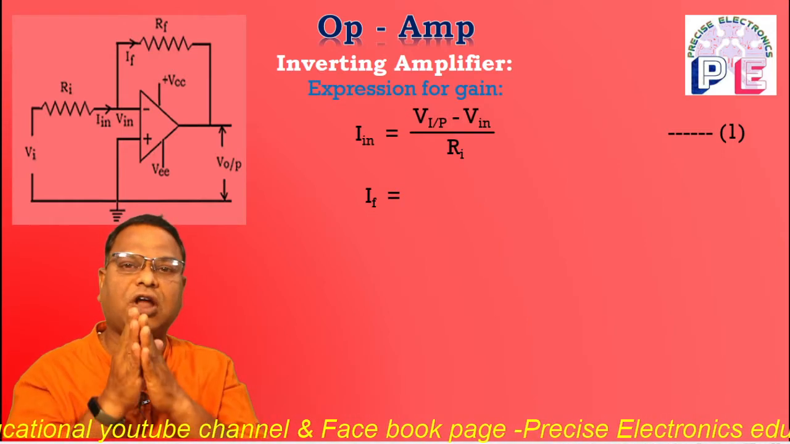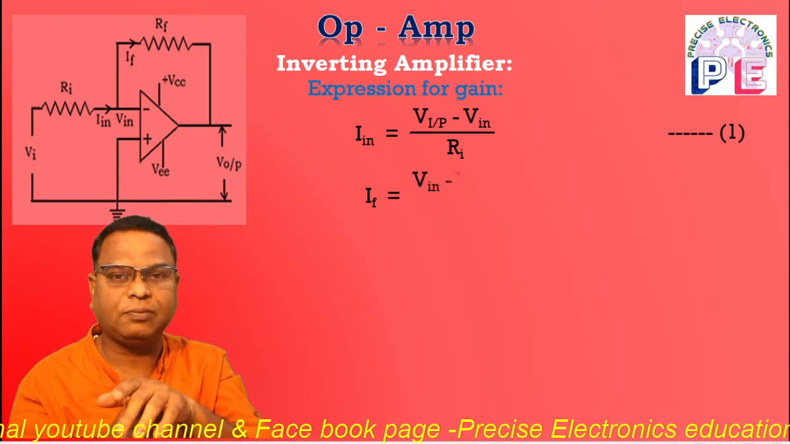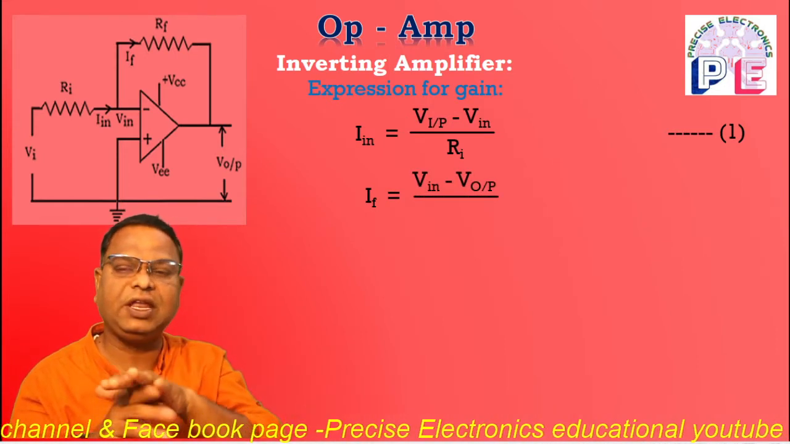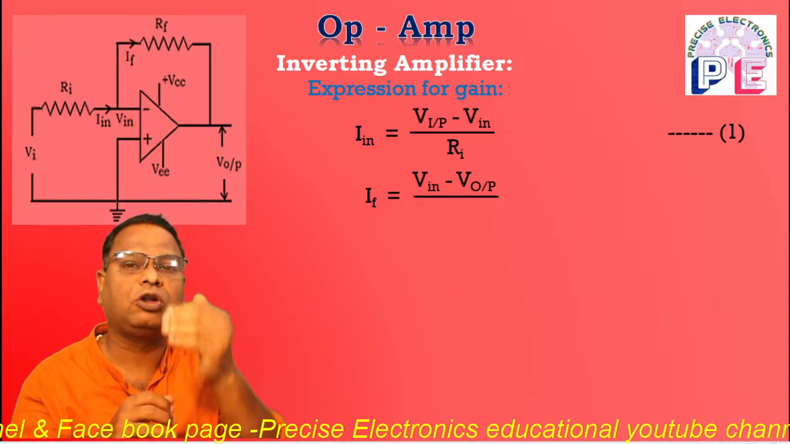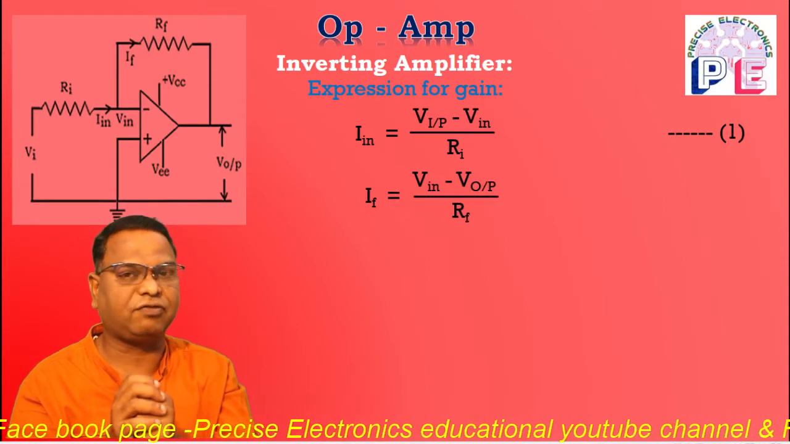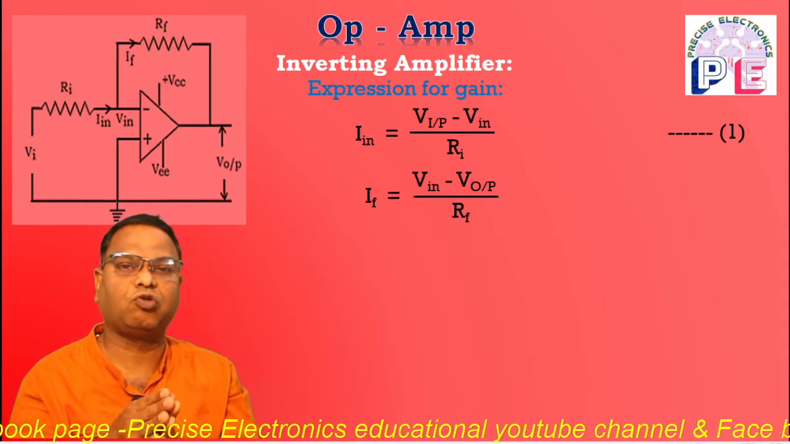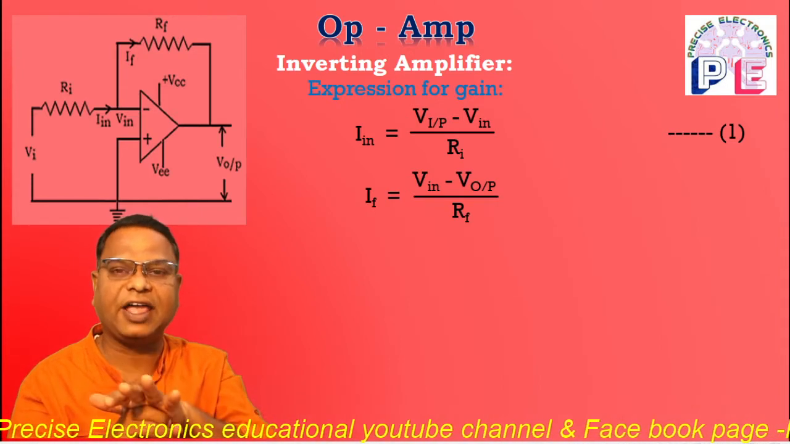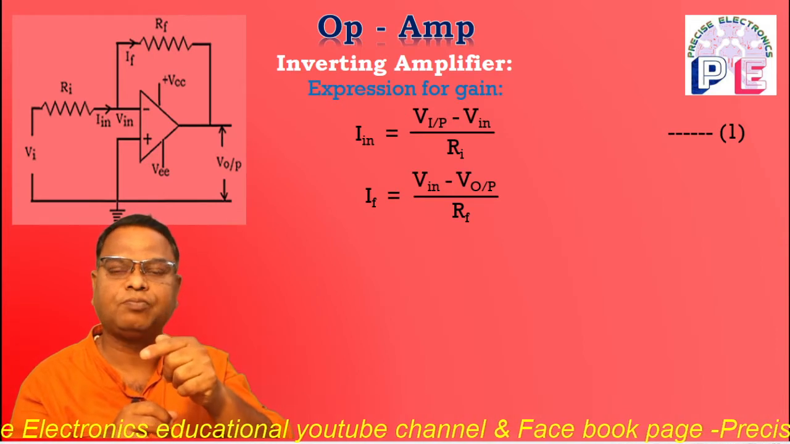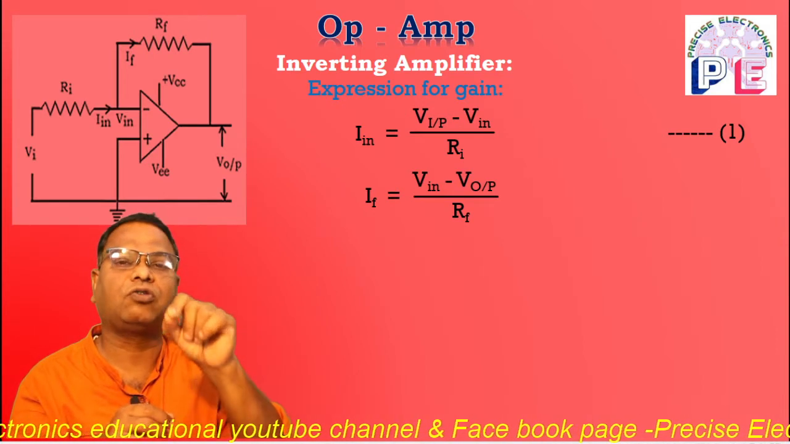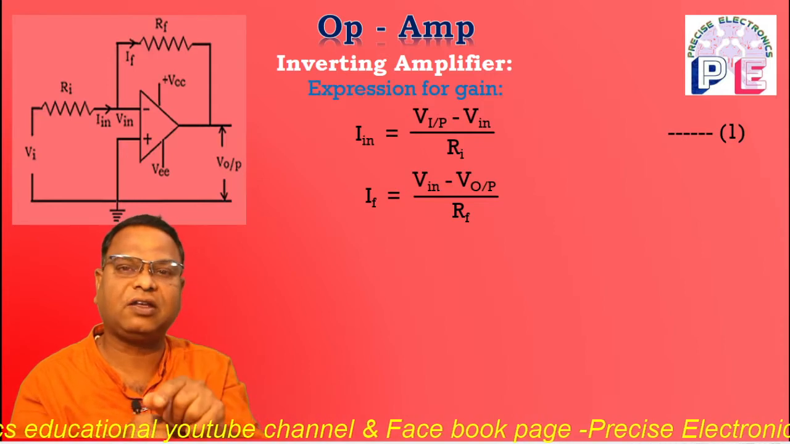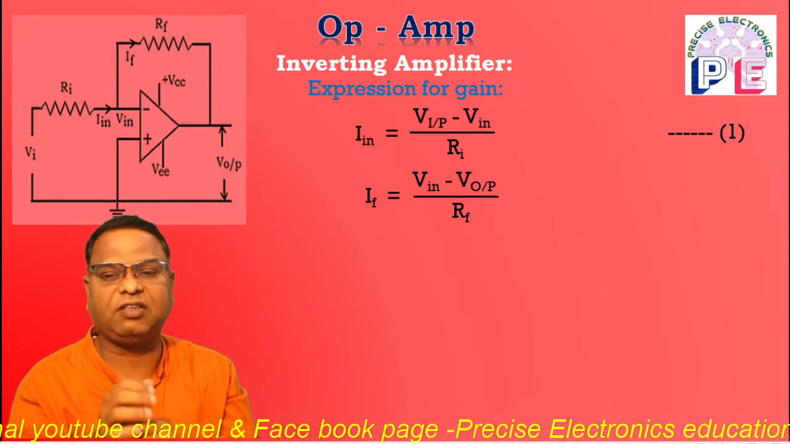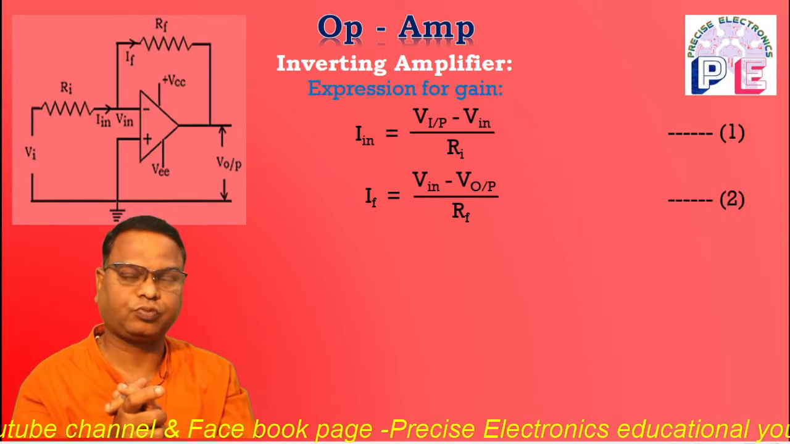The formula for IF is equal to V in minus V output, because the output is fed back. So V in minus V output upon the feedback resistor RF. Once again, by using Ohm's law, we can calculate the feedback current, that is IF is equal to V in, the potential developed across the inverting input terminal, minus the output potential V output upon RF, that is equation number 2.